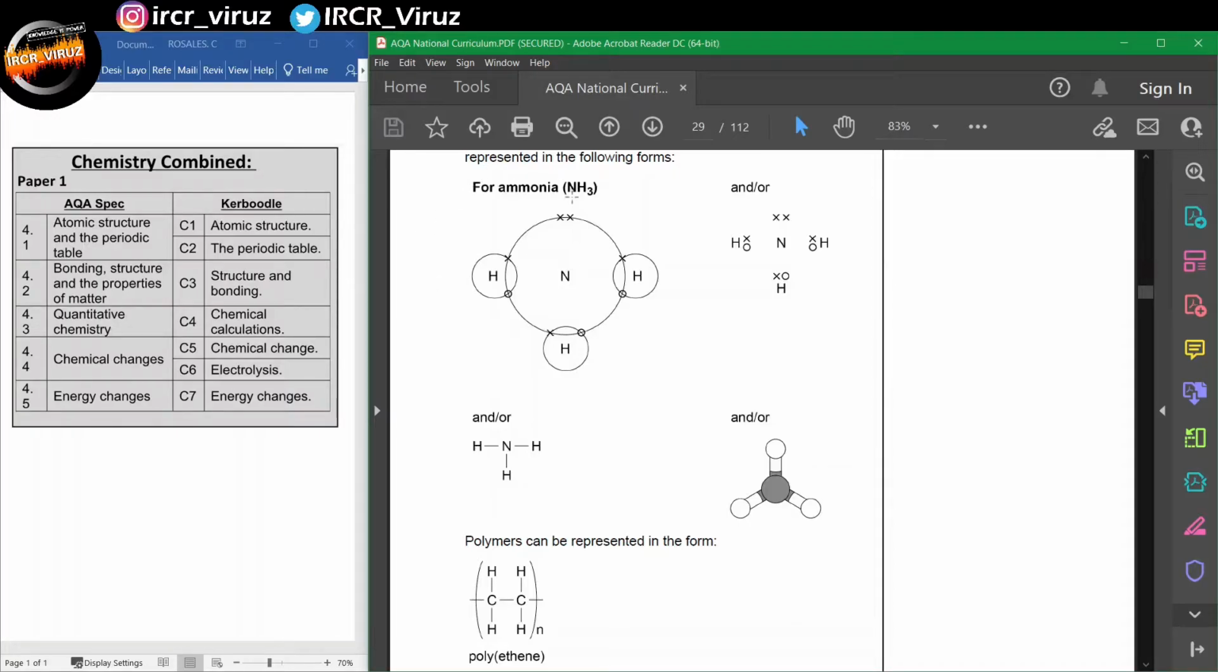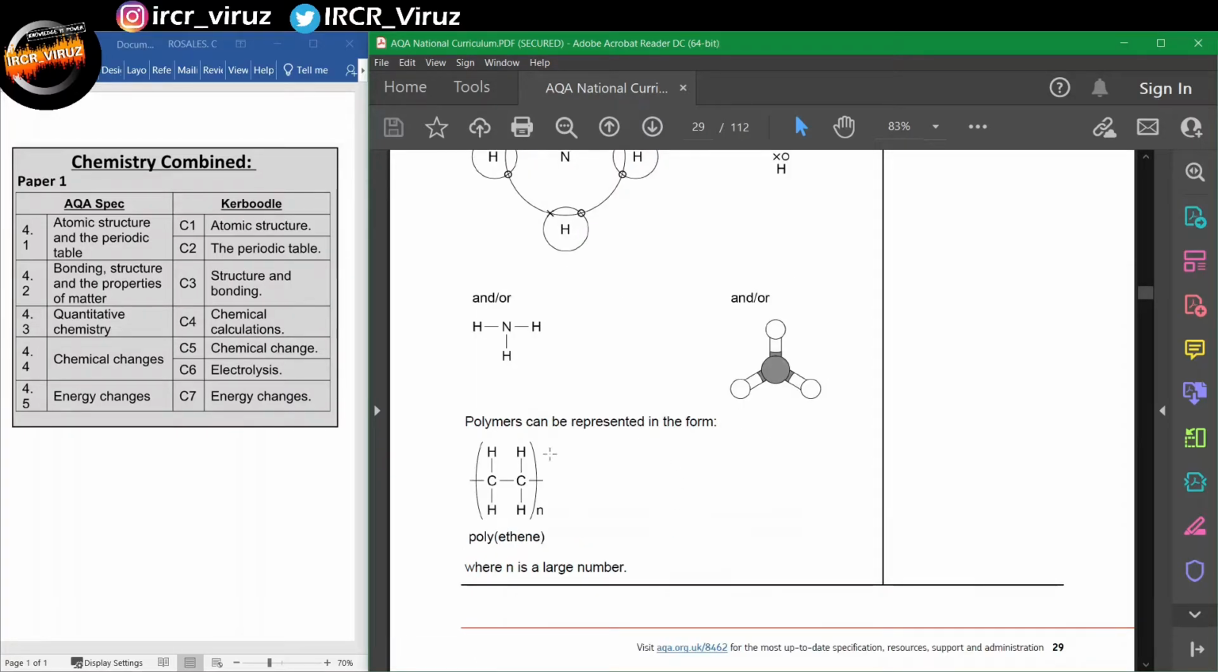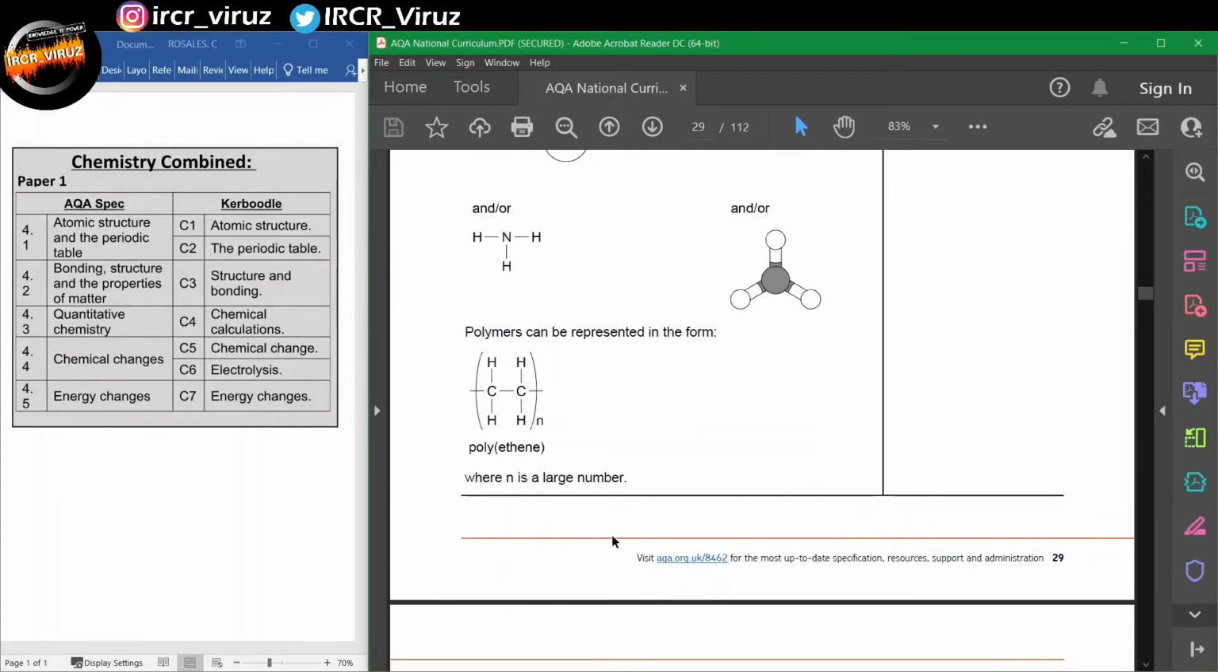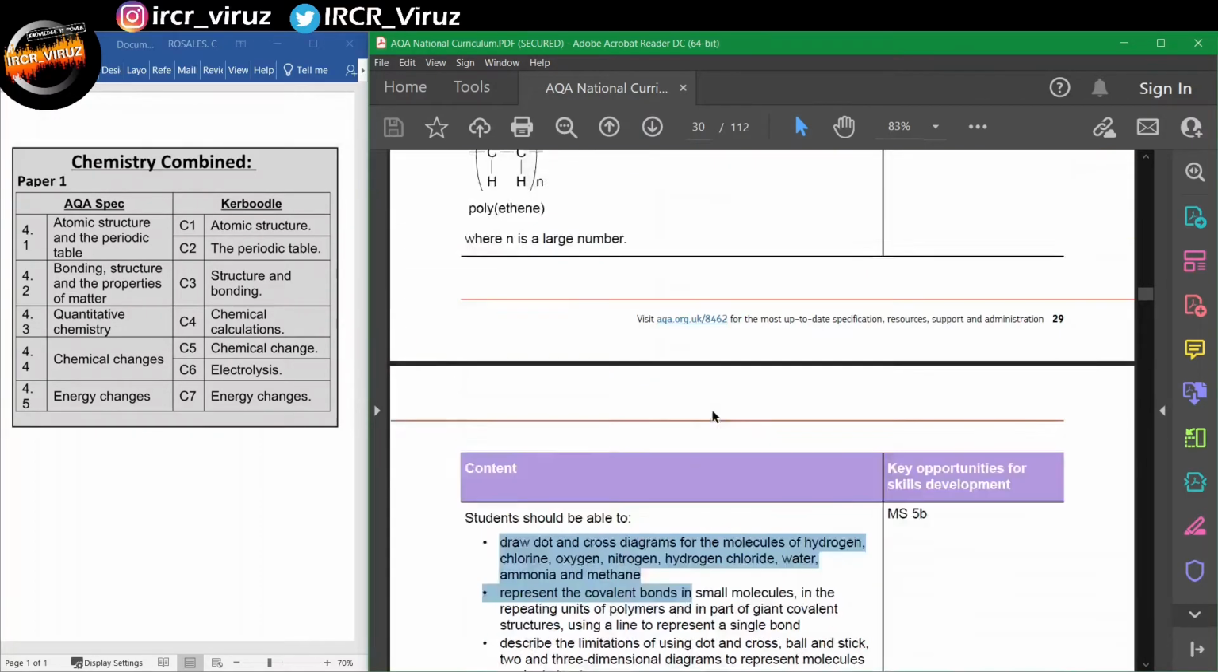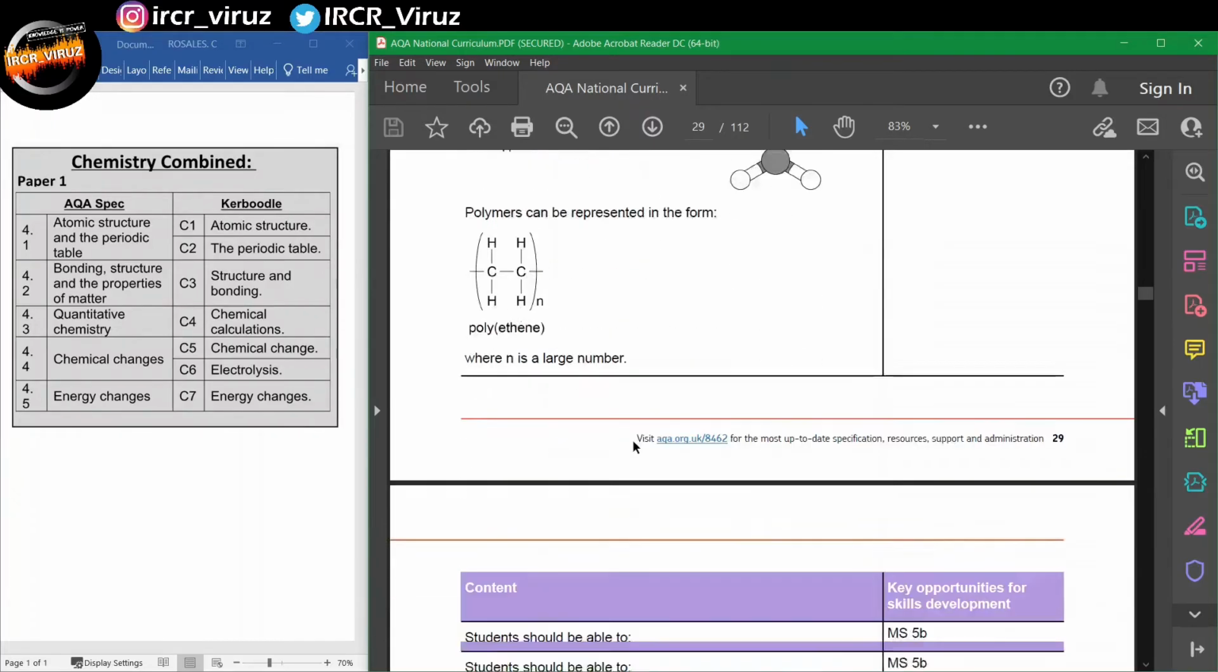You're going to need to make sure that you understand what group these elements are, and therefore you will know how many electrons they have in the outer shell, because they will only show you the outermost shell, okay? You wouldn't worry too much about polymers unless you're doing higher, which basically means that a monomer is something like ethene here, and a polyethene will be loads of these molecules just joining together one next to each other, okay? Then we say draw, and students should be able to draw a dot and cross diagram of hydrogen, chlorine, oxygen, nitrogen, hydrogen chloride, water, ammonia, and methane. Okay, you want to focus on this. They will give you that type of diagram for you to fill in the X's and the dots.